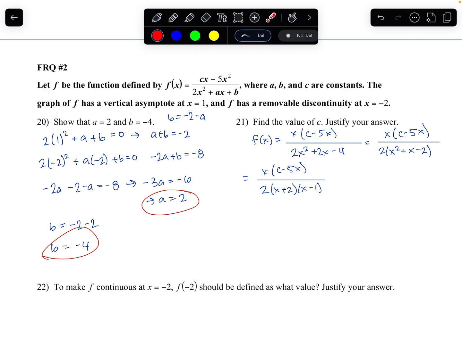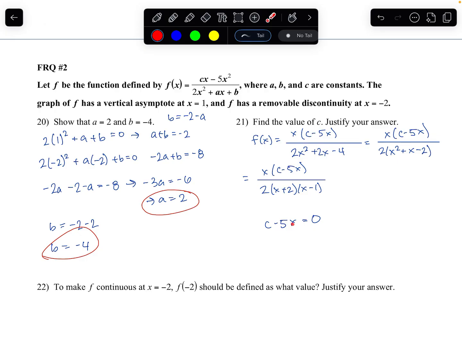So since I know that this will be a hole whenever this is equal to 0, that's what we're checking for. That would mean that this would also have to be equal to 0. So if I take c minus 5x and set that equal to 0, here we go. Since this will be a removable discontinuity or a hole at x equals -2, this would also have to follow the same thing.